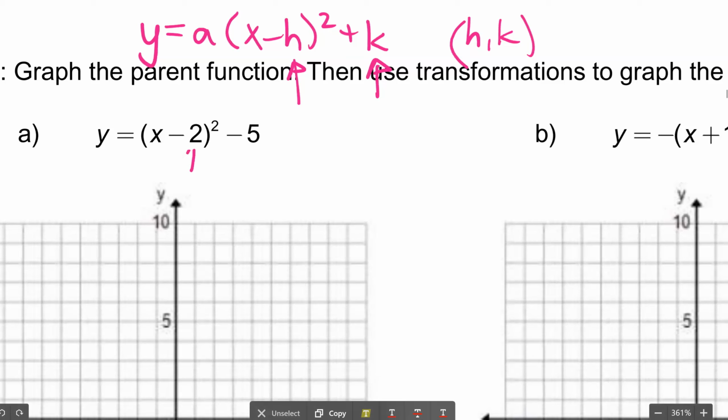So what is my h here? How much am I shifting horizontal? 2. Positive or to the right? To the right. So I see h is 2. How much am I shifting vertically? Down 5. So k is equal to -5. My vertex is at 2 comma -5.